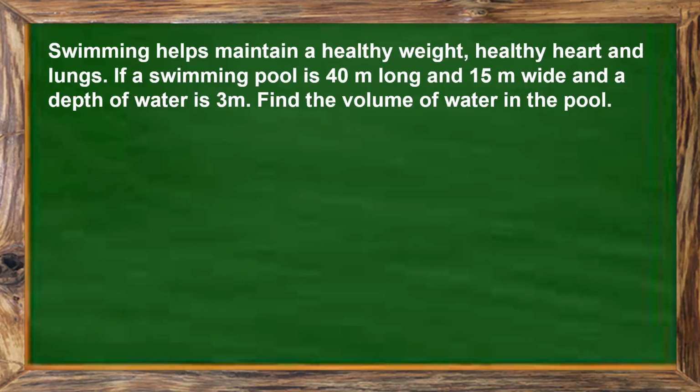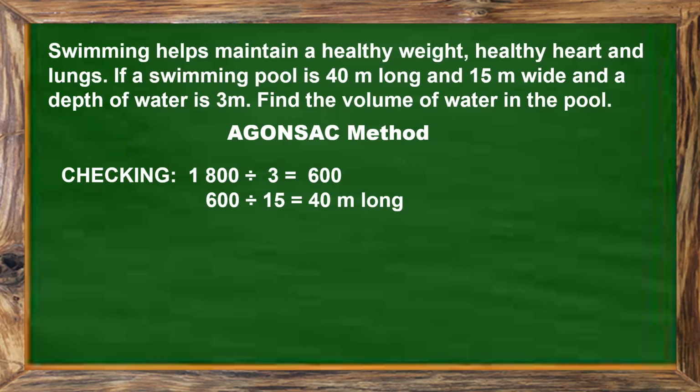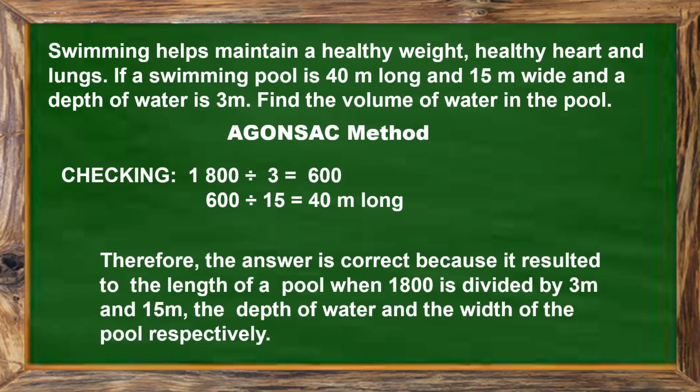Okay, for checking, 1,800 divided by 3 is 600. 600 divided by 15 is 40 meters long. Therefore, the answer is correct because it resulted to the length of the pool when 1,800 is divided by 3 meters and 15 meters, the depth of water and the width of the pool respectively.